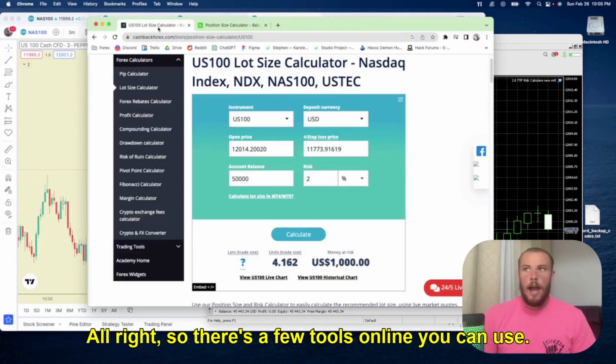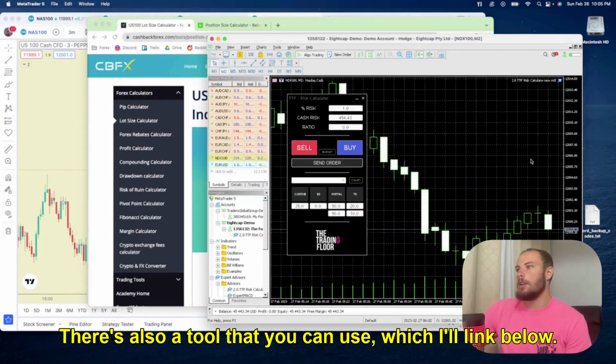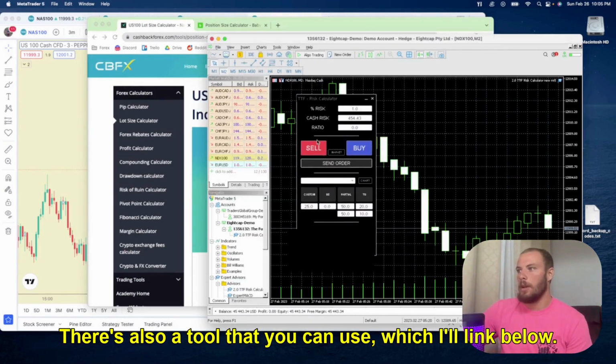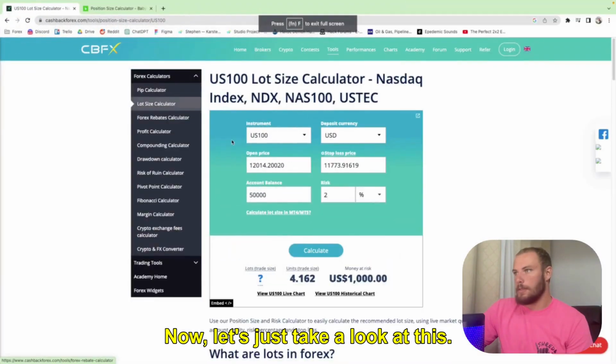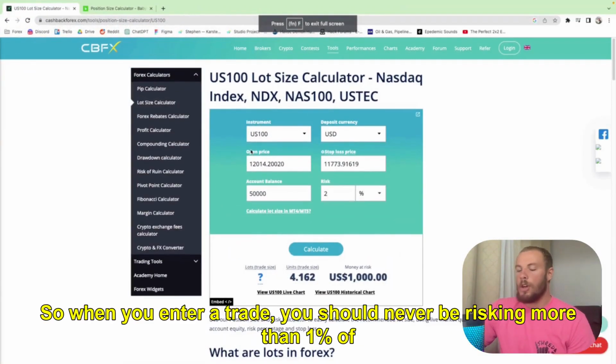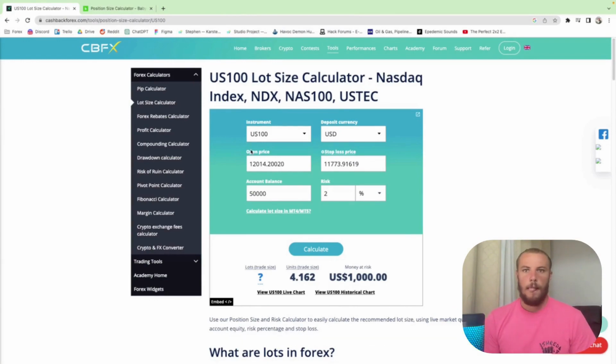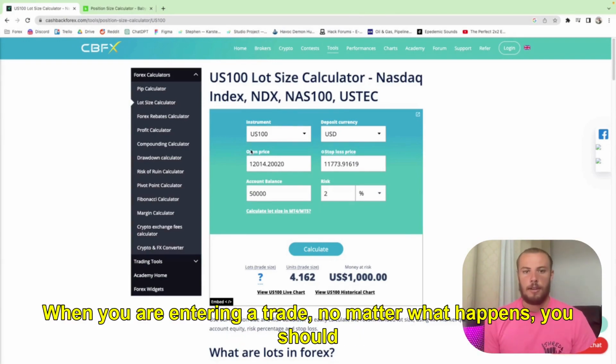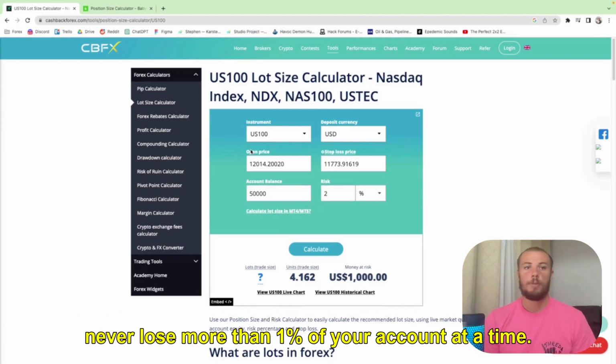So there's a few tools online you can use. They look like this. There's also a tool that you can use, which I'll link below. So let's just take a look at this. When you enter a trade, you should never be risking more than 1% of your portfolio size. Let me repeat that. When you are entering a trade, no matter what happens, you should never lose more than 1% of your account at a time.